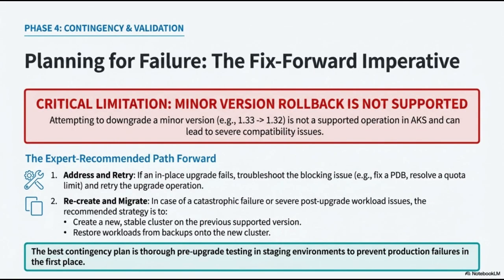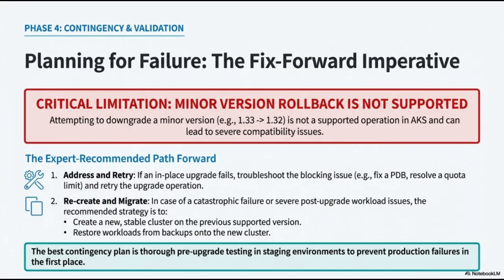Moving into Phase 4, we need to focus on contingency and validation. The core principle here is the fix-forward imperative. It is critical to understand that AKS does not support minor version rollbacks. Attempting to downgrade, for example, from 1.33 back to 1.32, is not a supported operation and can lead to severe compatibility issues. Because we cannot simply roll back, we recommend two paths forward.